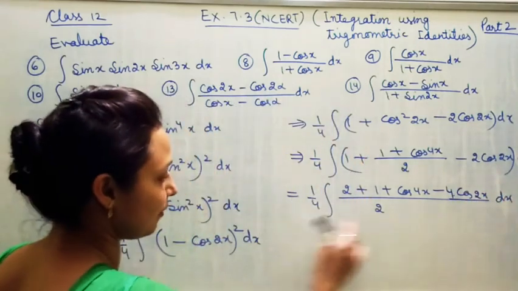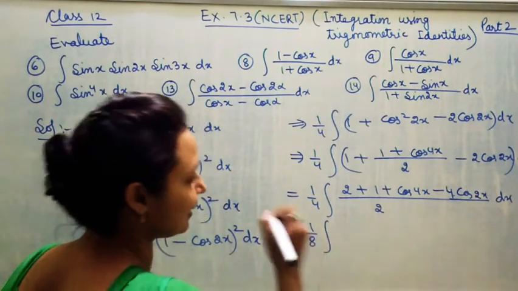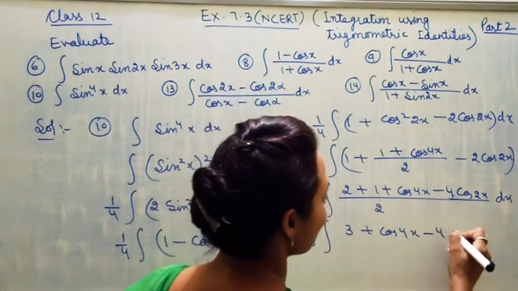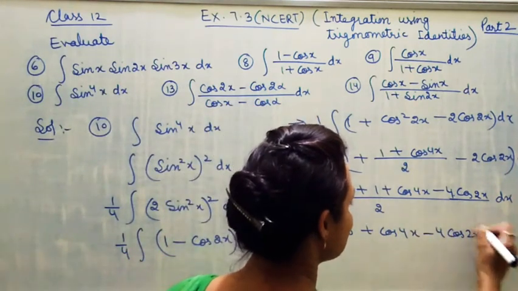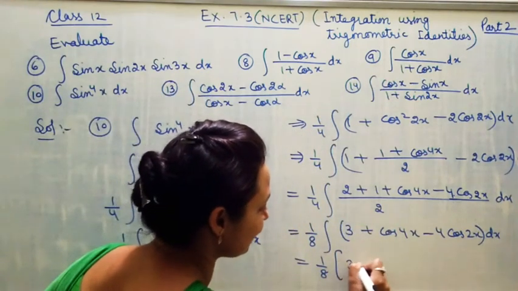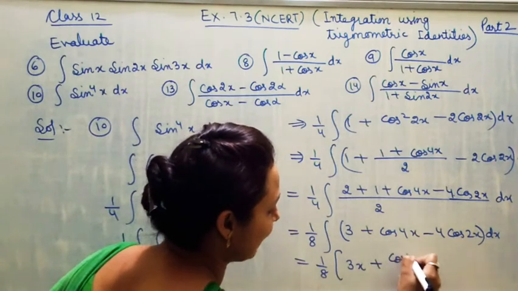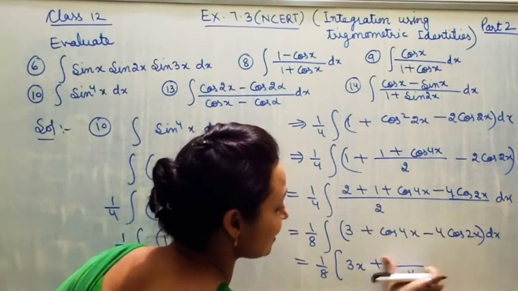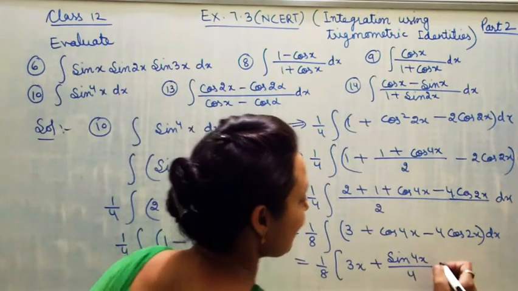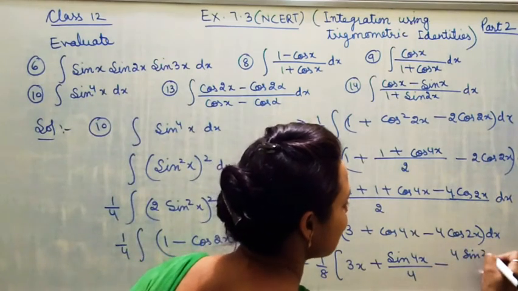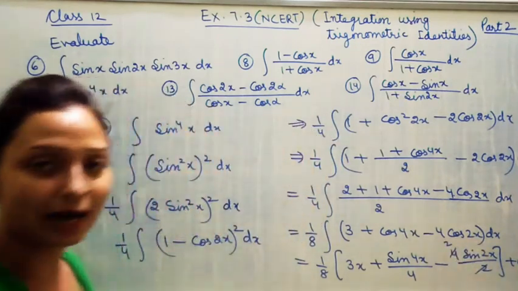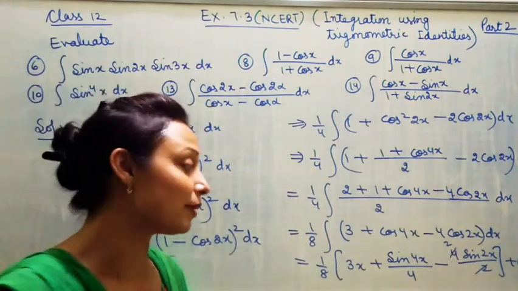Now it comes out as 1 by 8 integration of 3 plus cos 4x minus 4 cos 2x. I will do the integration by using the formula, that is 1 upon 8. Inside the bracket we have 3x plus cos 4x divided by 4. Integration of cos is sine. So sine 4x divided by 4 minus 4 sine 2x divided by 2 plus constant. Now you will cancel these two and you will get the answer. So this is the last step. You can simplify by cancellation of 2.